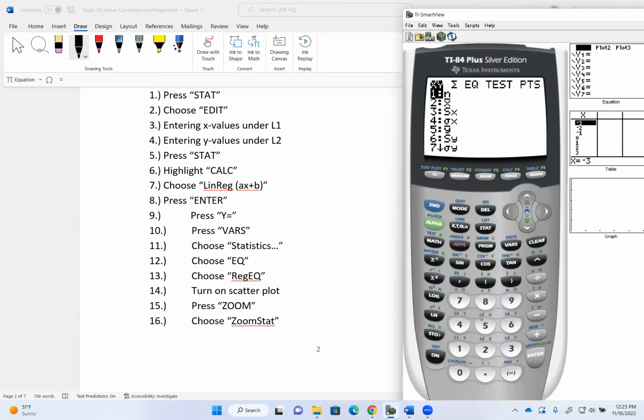Number 5, EQ, linear regression. There you go. So what it does is print the entire linear regression from the home screen onto the y equal.